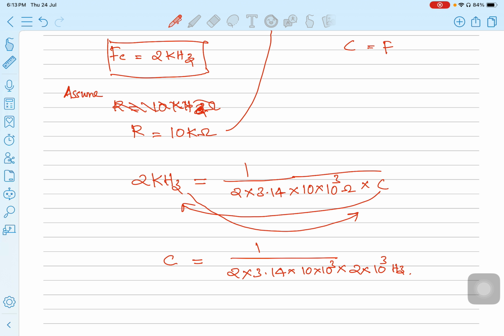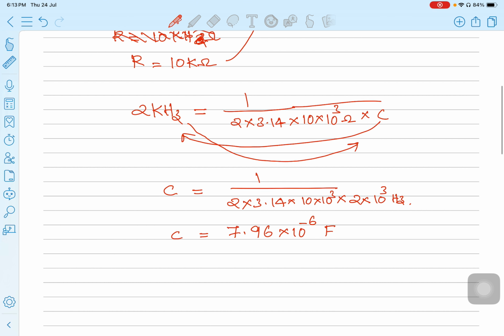So the capacitance value C, if you do the mathematics, will be around 7.96 into 10 power minus 6 farad. Capacitance unit is farad. 10 power minus 6 is micro, so capacitance C is equal to 7.96 nanofarad. So this will be the capacitance value.